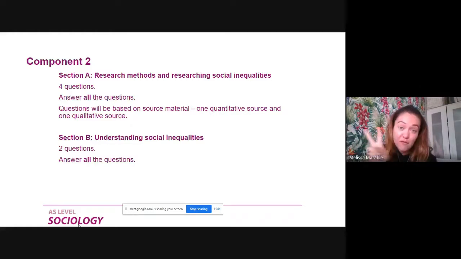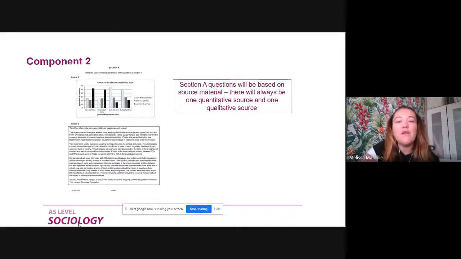Section B only has 2 questions. That's for social inequalities, and again, you need to answer all of them. There is no source for section B. Okay, so here is an example of what the source could look like.